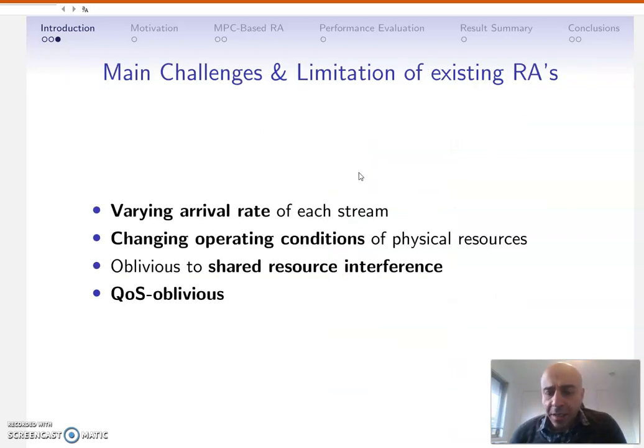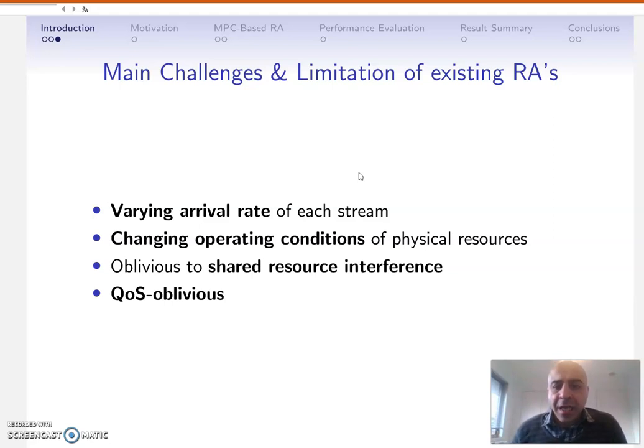The existing resource allocation policy in Apache Flink doesn't respond well to the varying arrival rate of each stream. Also, when the physical resource conditions change, for example if you have a bottleneck in your CPU, a lack of memory, or high or low throughput in each machine, the existing resource allocation in Flink, or even in Apache Spark Streaming, doesn't understand this and doesn't respond to it.